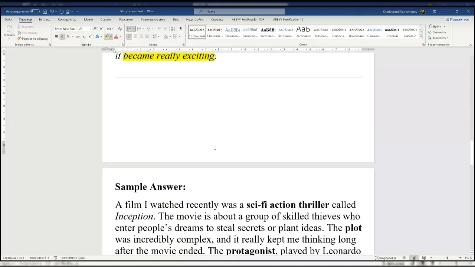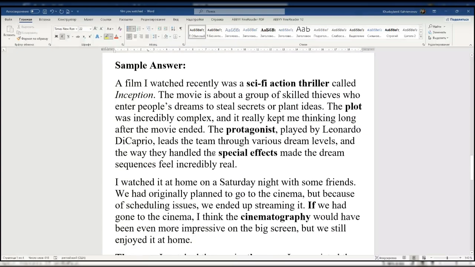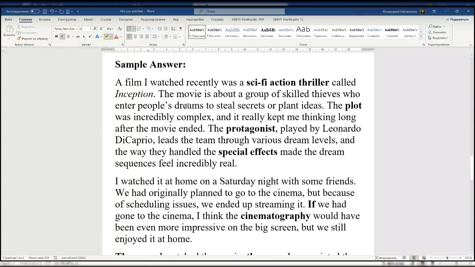And of course, we have a sample answer here, and let's try to give it a shot by reading, right? A film I watched recently was a sci-fi action thriller called Inception. This movie is about a group of skilled thieves who enter people's dreams to steal secrets or plant ideas.